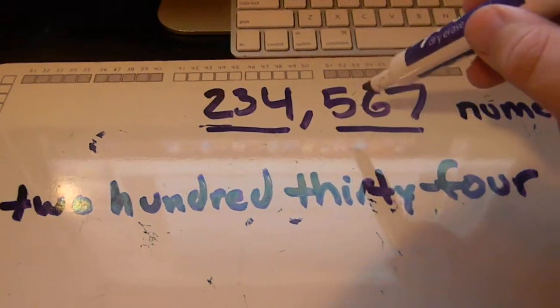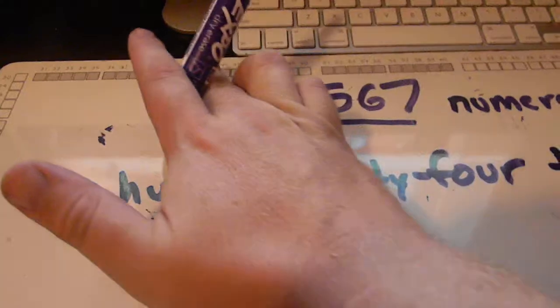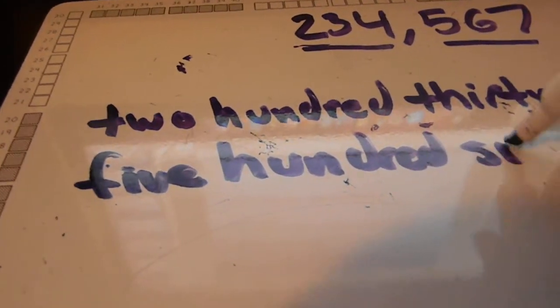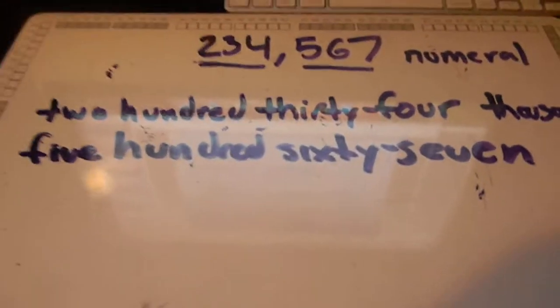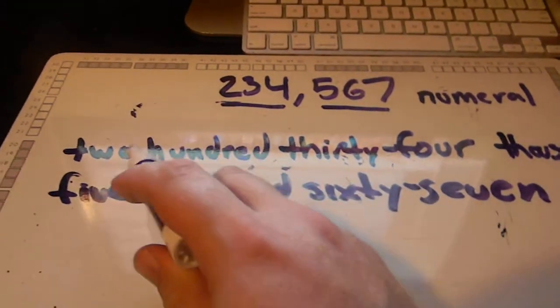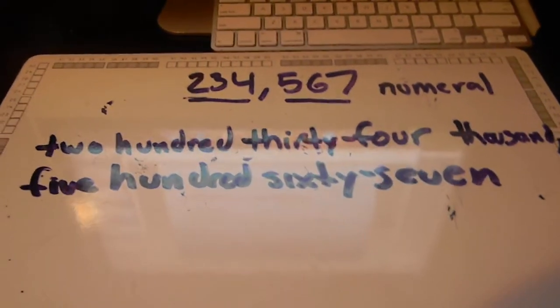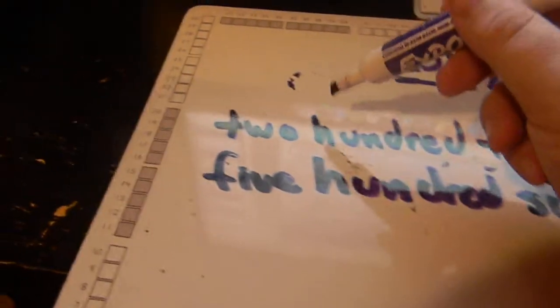So this other part then, the 567, you can ignore the thousands and just look at that part, and you're just going to write that down. So down here then, I'm going to go ahead and write 567, just like that. So this ends up being my word form, 234,567.